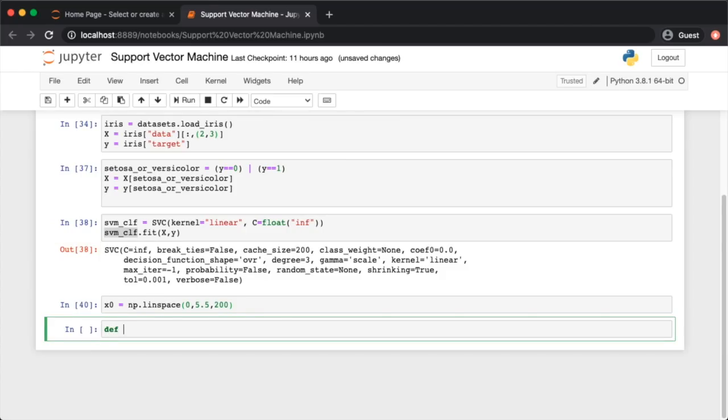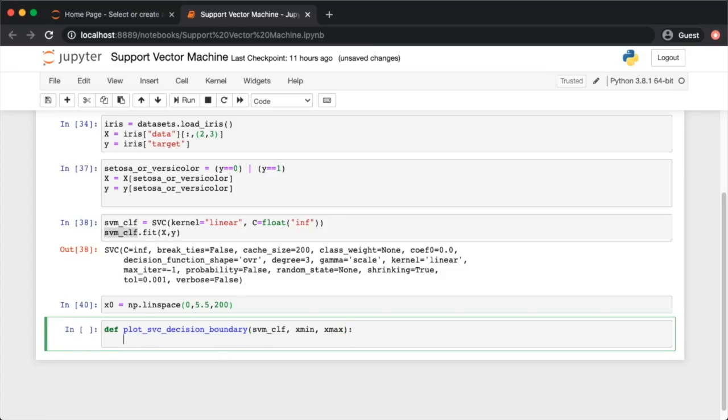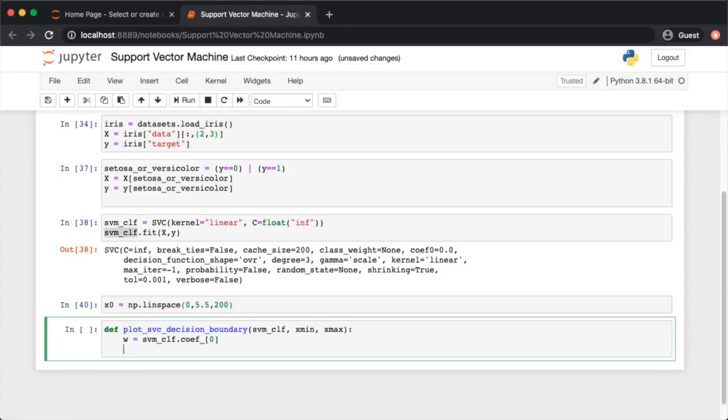Now let's define a function that will plot my decision boundaries. Okay, I'll pass it the SVM classifier as well as xmin and xmax. Okay, so my W is actually stored in svm_clf.coef_ as such, and my B is the intercept.